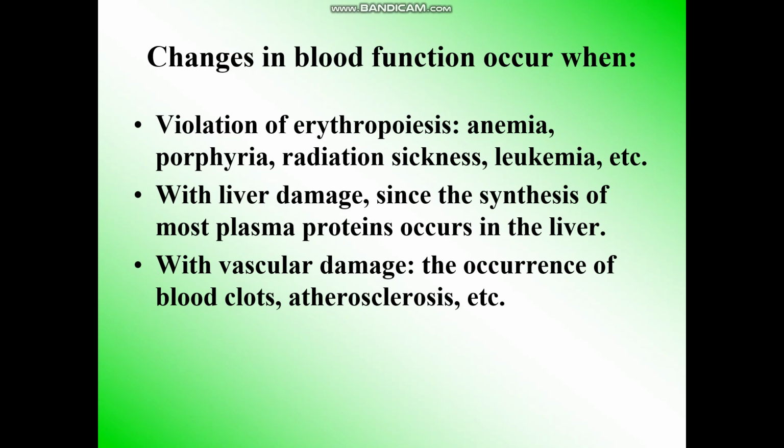Changes in blood function occur when there is violation of erythropoiesis, anemia, porphyria, radiation sickness, leukemia, and with liver damage, since the synthesis of most plasma proteins occurs in the liver. Also with vascular damage, the occurrence of blood clots, atherosclerosis.